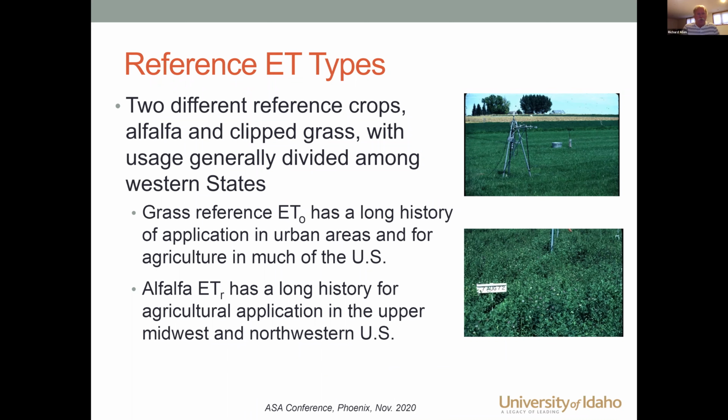As I mentioned, there are two types of references used in the United States. Grass is very universal across the country, and it's a clipped grass. We'll talk about some of its characteristics in a minute. Alfalfa has a fair history dating back to the 1960s, and alfalfa reference is used primarily in the upper Midwest states and western northern states, for example, Idaho.